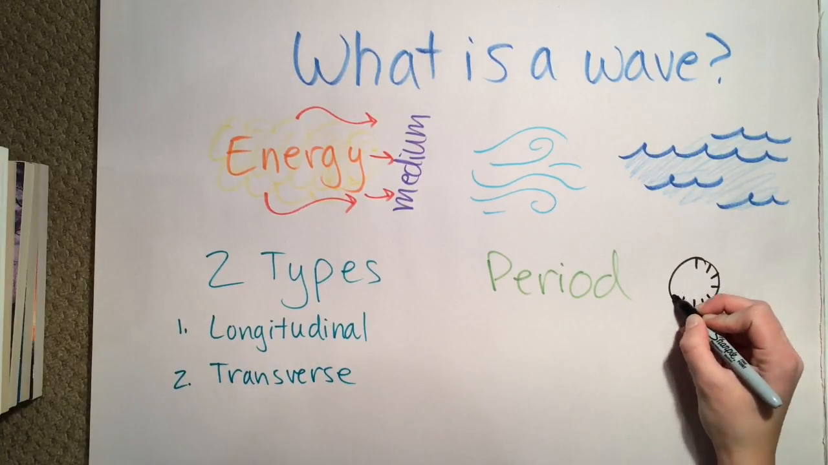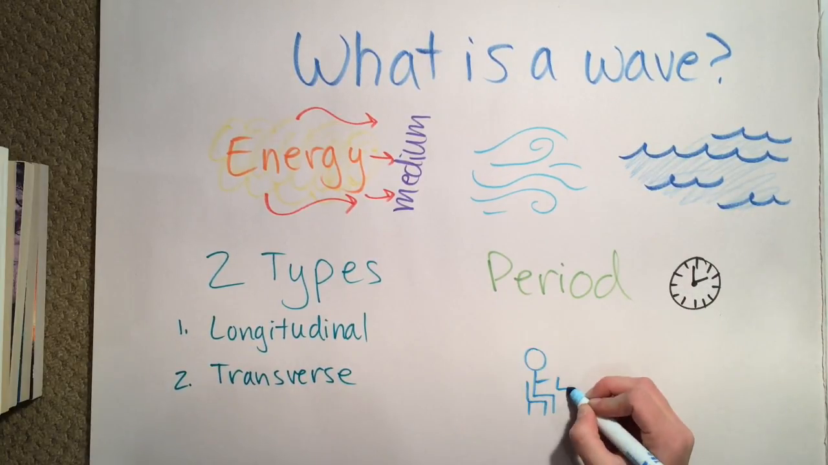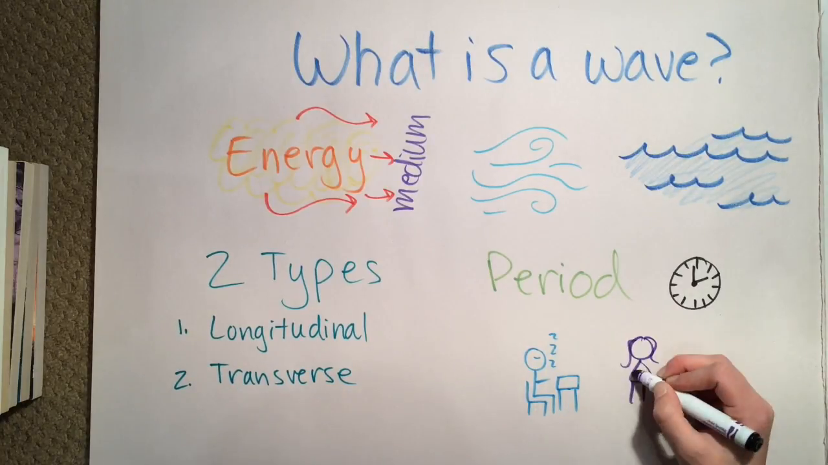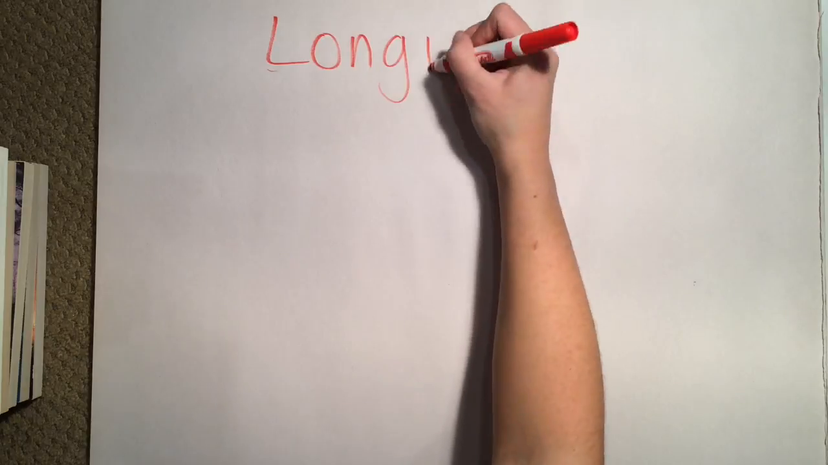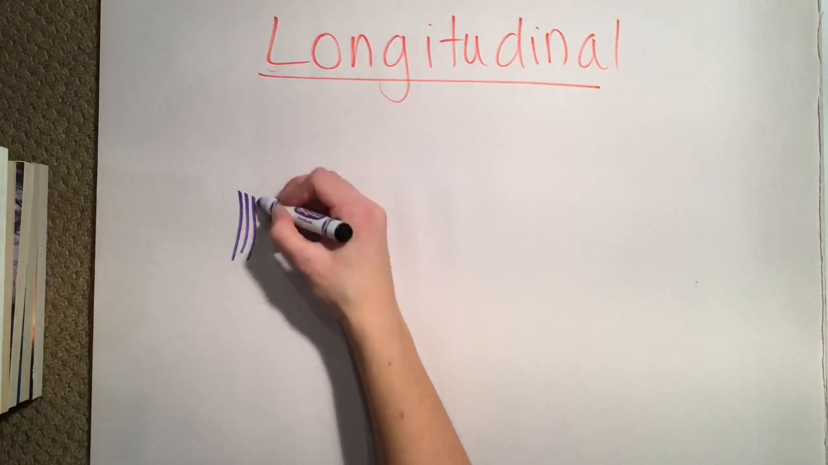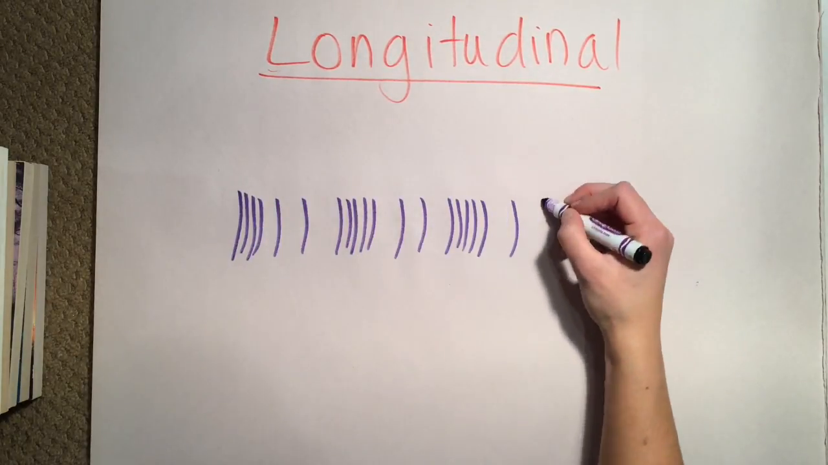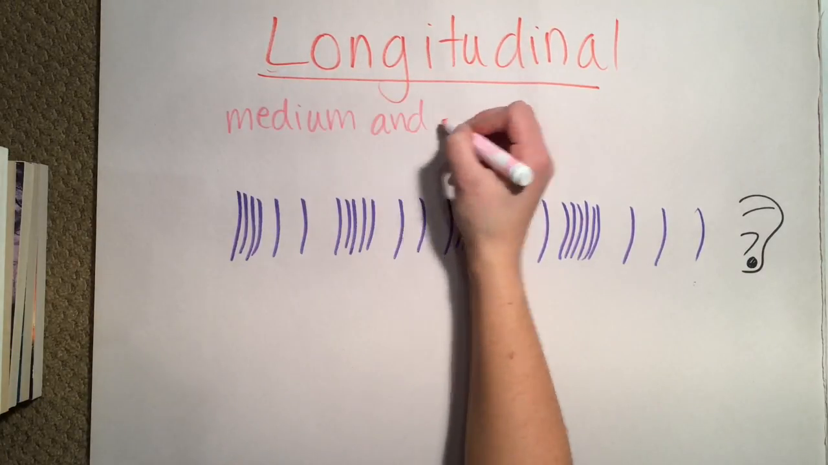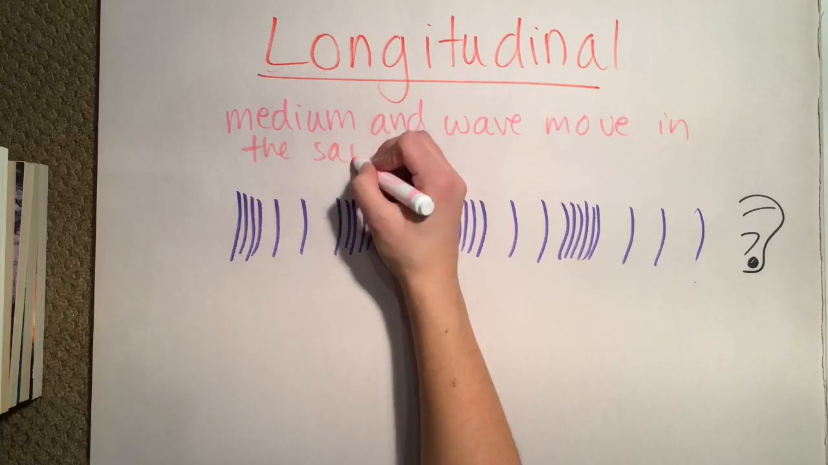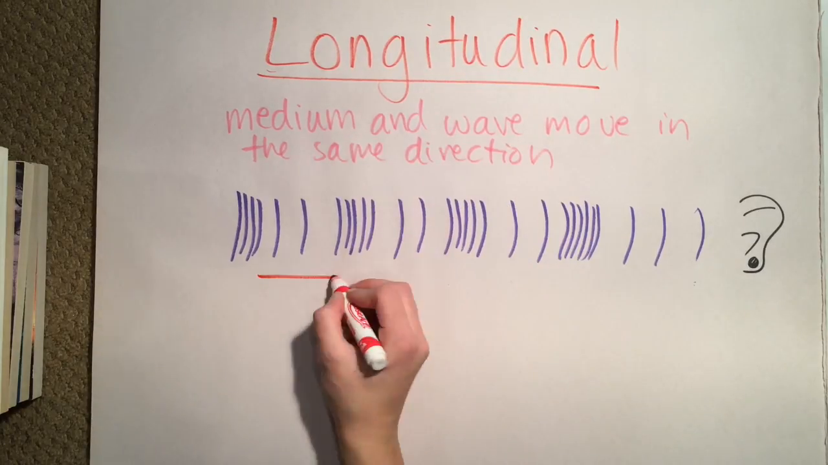Period is the amount of time it takes for one wave to occur, just like a period in school is the amount of time it takes for one class to occur. So first we're going to start with a longitudinal wave. A longitudinal wave is typically drawn like this, and one example is a sound wave. In a longitudinal wave, the medium and the wave move in the same direction, which here is towards the ear.